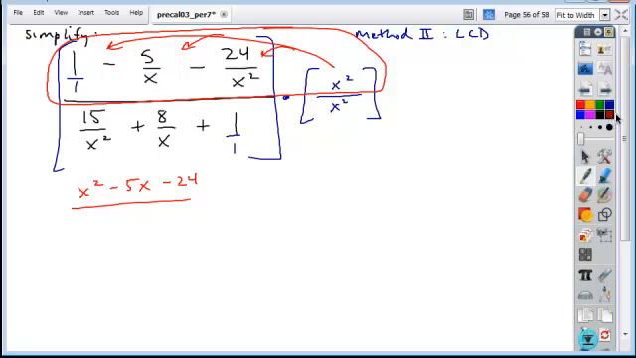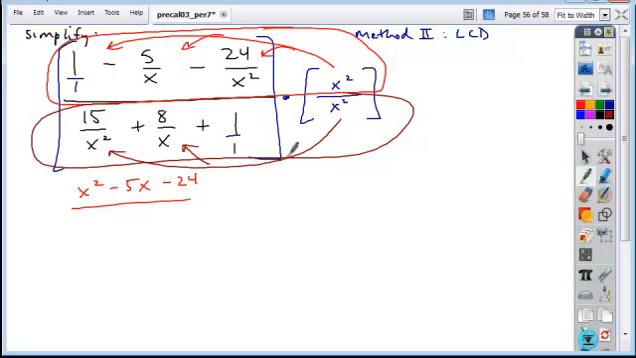I'm then going to do the same thing with my expressions in the denominator. I'm going to distribute through my LCD. And when I do, the x squareds cancel, leaving a 15. So again, I'm going to write that as my last term. Here, one of the x's cancels, leaving an 8x. And when I distribute here, there's nothing that cancels, so I get a 1x squared. Okay, so I've converted out of this rational form into a single expression, which I can now simplify.